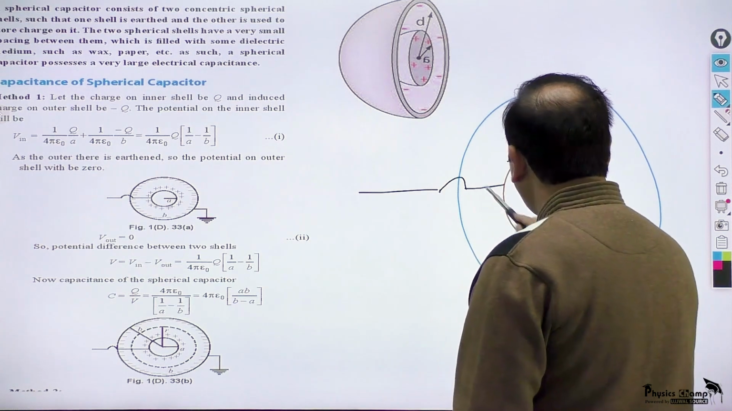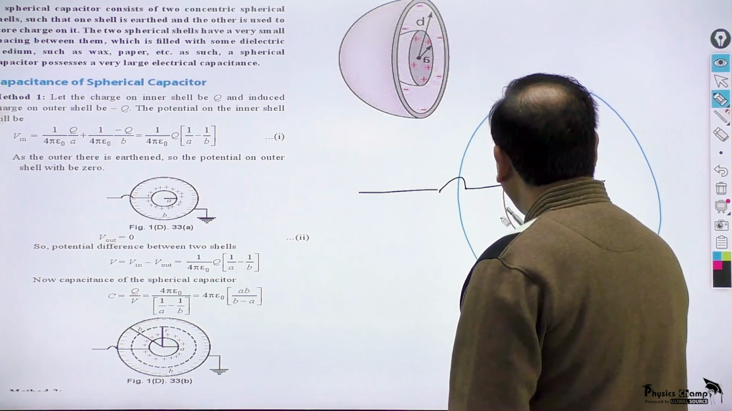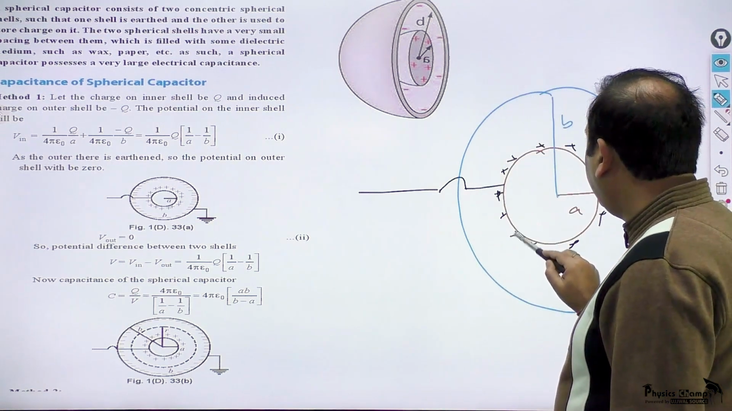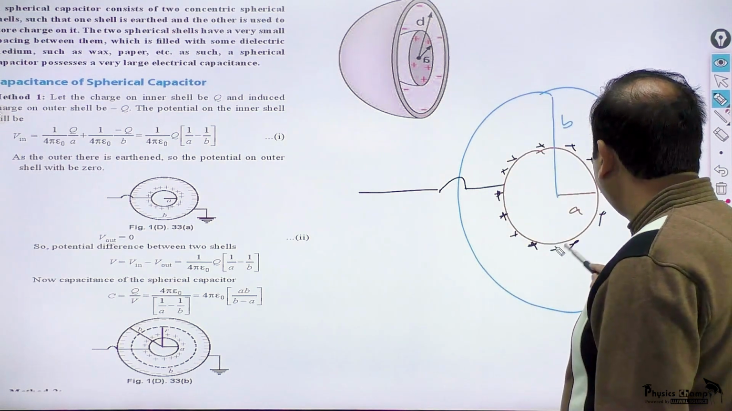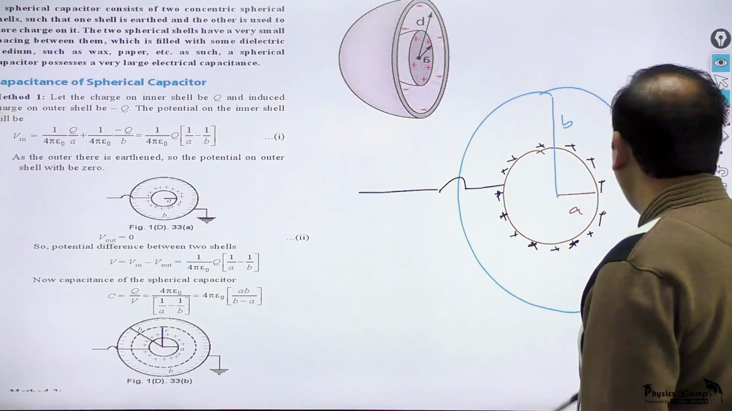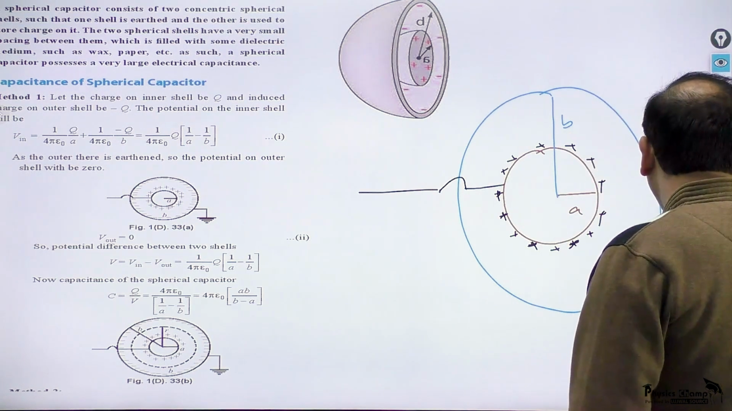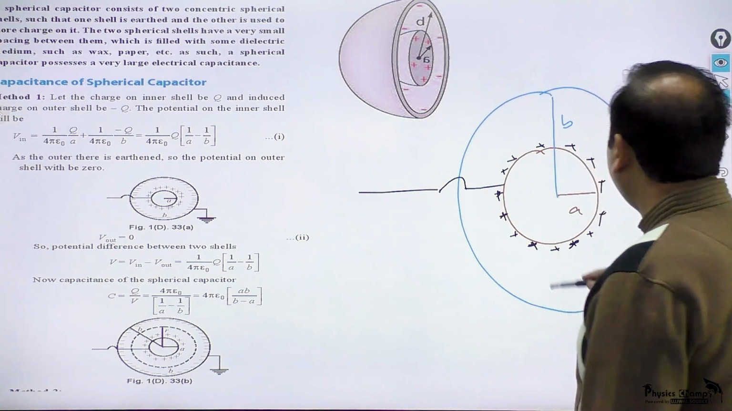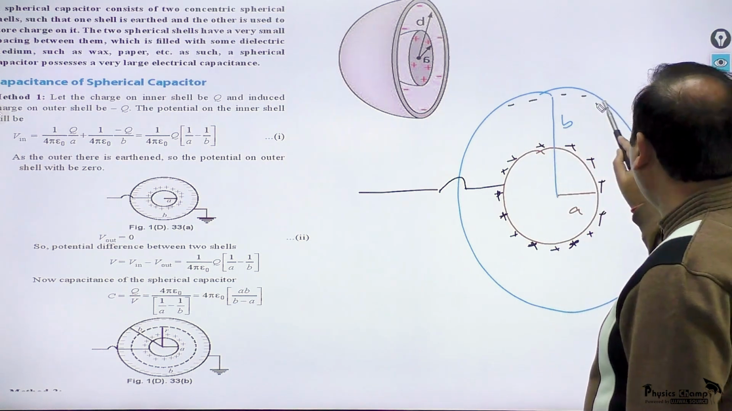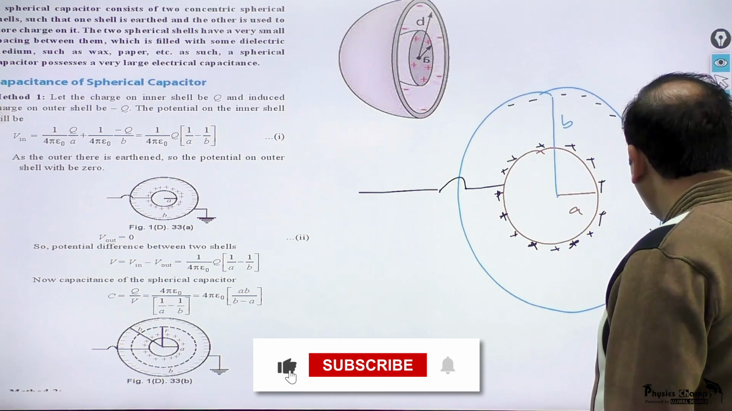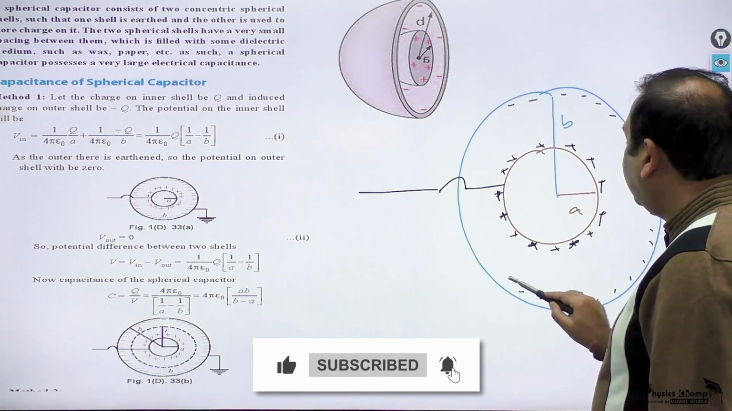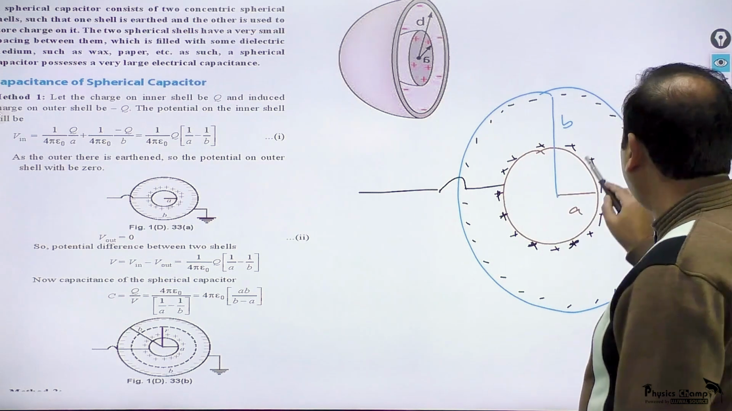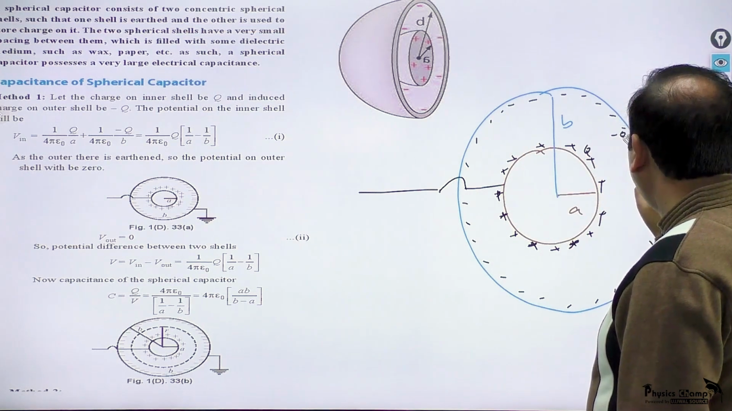When we show a kink over here, it means it is not connected to the outer shell. So the charge is supplied to this inner shell and the outer of this outer shell is earthened. As a result, there will be an induced charge on the inner surface of this outer shell. If this is Q, this will be minus Q.